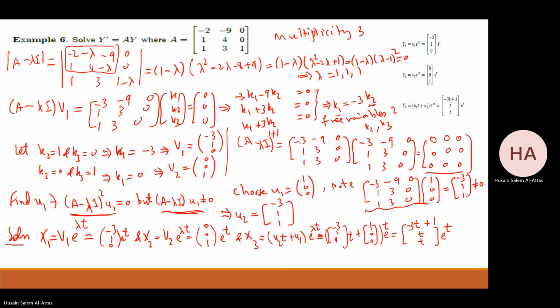What is my general solution? X will be C1 x1 plus C2 x2 plus C3 x3, where x1 is this one, correct, x2 is this one, correct, and x3 is this one, yeah.